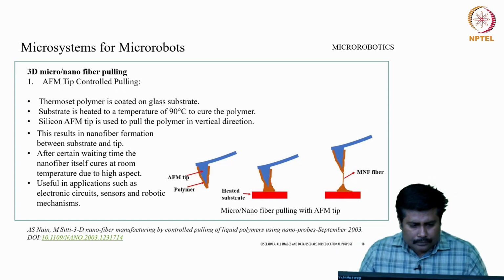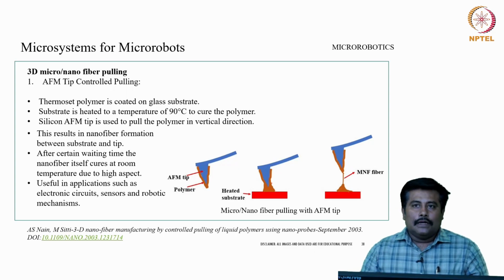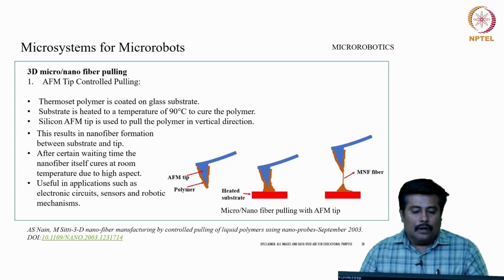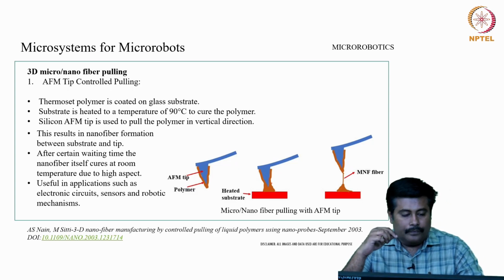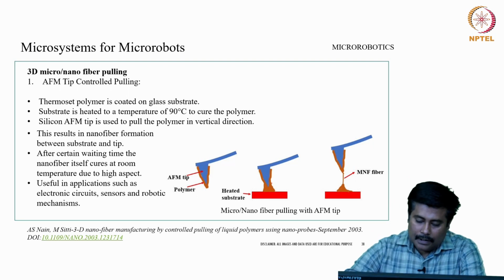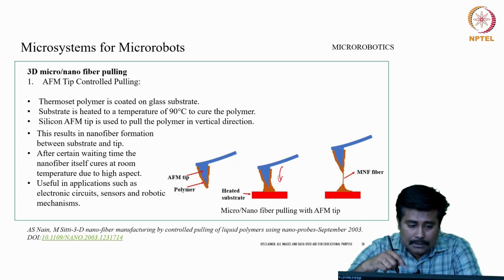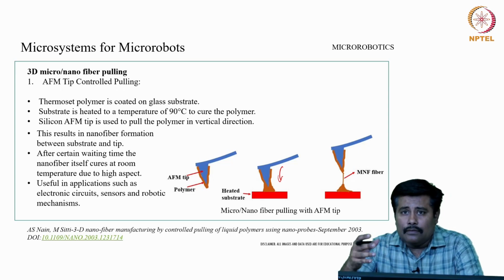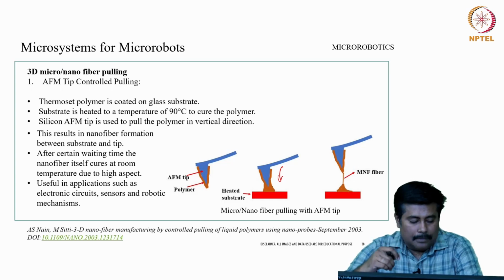In this AFM tip controlled pulling, let us consider a thermoset polymer which is coated on a glass substrate. The substrate is heated to a temperature of close to around 90 degrees Celsius, mainly meant for curing the polymer. Now, we have a silicon AFM tip which is used to pull the fiber in a vertical direction as shown over here. The tip is inserted into the polymer, and there is a certain amount of curing. This results in a nanofiber formation between the substrate and the tip.